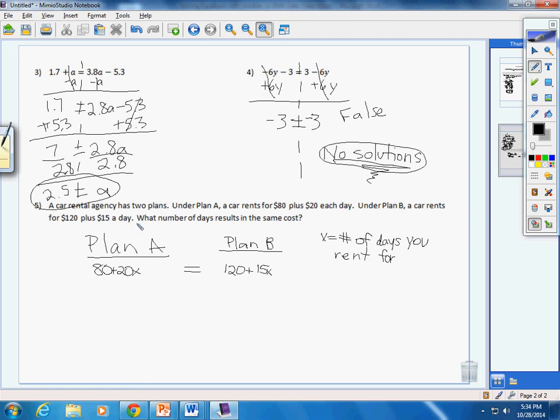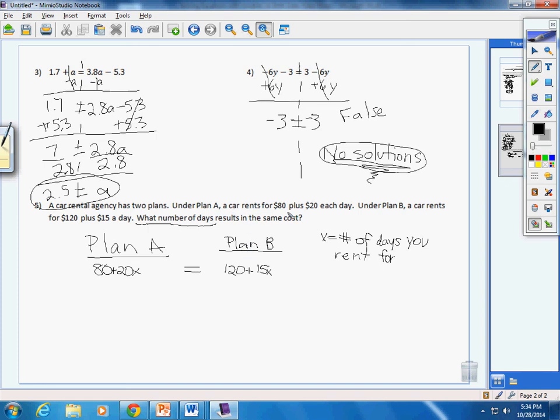What are we trying to find, or what do we not know? And right now it is what number of days. So that's why I've let my variable represent the number of days that you rent for, because that's what we don't know, that's what we're looking for. Okay, now that you have that, let's take that and use what else we're given to create some sort of an equation. Since we're given two plans, I separated this out and I kind of created two separate equations.